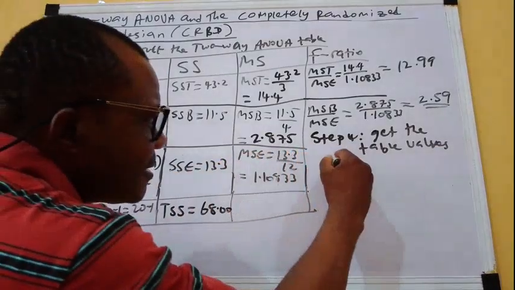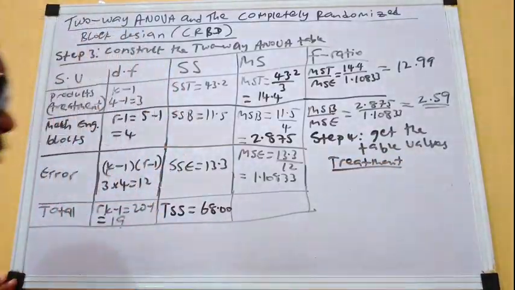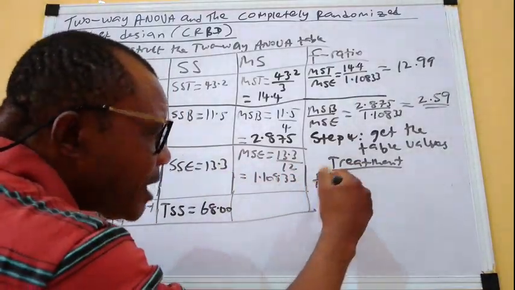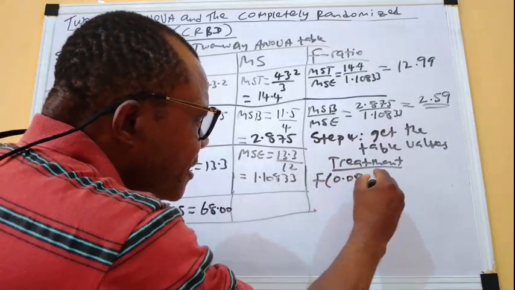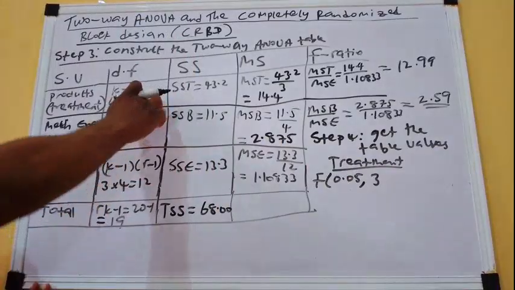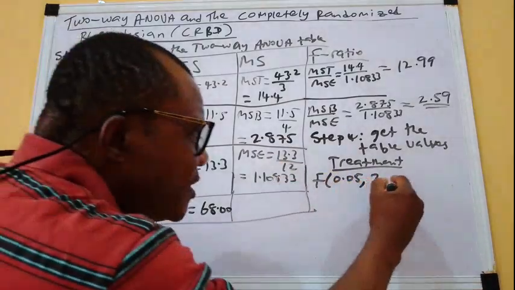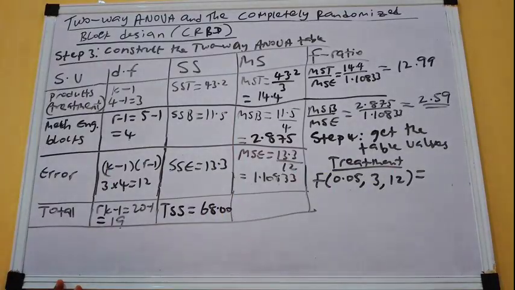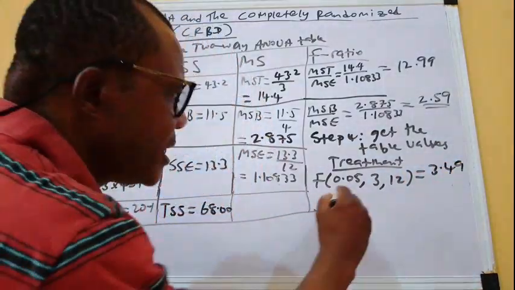Now for treatment, this is what we are going to have. What's the degrees of freedom for treatment? We are going to have F, our alpha is 0.05. Then the degrees of freedom for treatment is 3. Then the degrees of freedom for error is 12. So we make use of the degrees of freedom for error. You check 3 under 12. You are going to use the 5% on the F table. You are going to have 3.49.